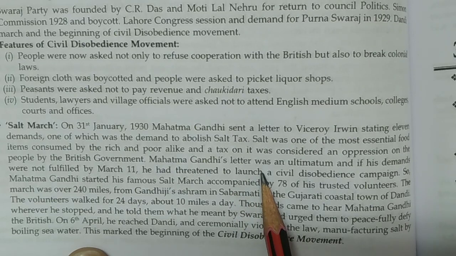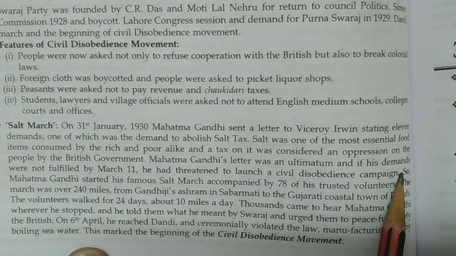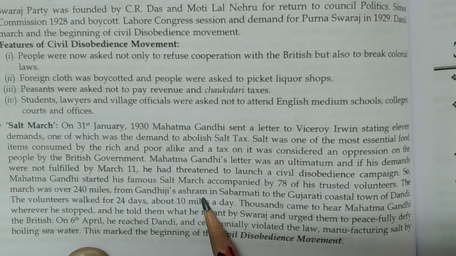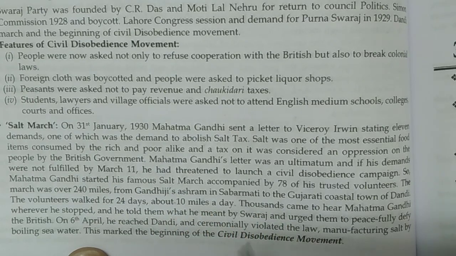Mahatma Gandhi's letter was an ultimatum, and if his demands were not fulfilled by March 11, he had threatened to launch a civil disobedience campaign. So Mahatma Gandhi started his famous Salt March accompanied by 78 of his trusted volunteers. The march was over 240 miles from Gandhiji's ashram in Sabarmati to the Gujarati coastal town of Dandi. The volunteers walked for 24 days, about 10 miles a day.